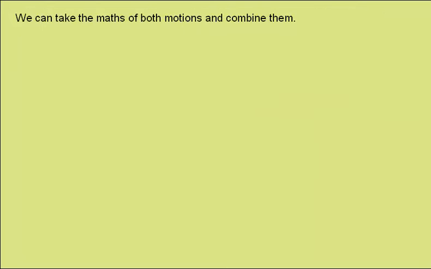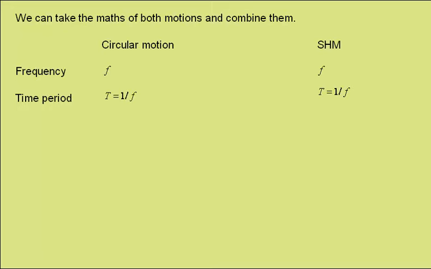We can take the maths of both motions and combine them for circular motion and simple harmonic motion. I'm going to start with frequency, the number of complete cycles per second measured in hertz. This is the same for both motions and is given the symbol lowercase f. Next, the time period, which is the time for one complete cycle measured in seconds. This is given the symbol capital T and is found from 1 over the frequency. Alternatively, we can say the frequency is 1 over the time period.